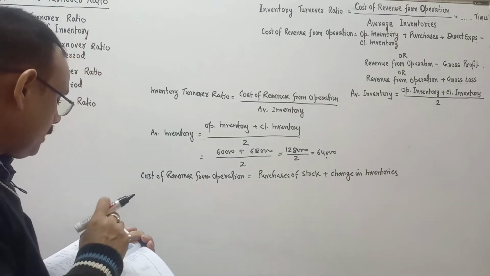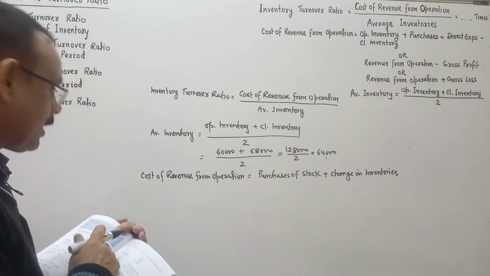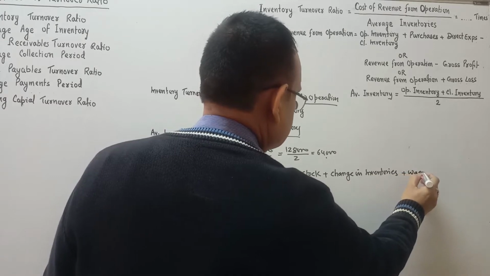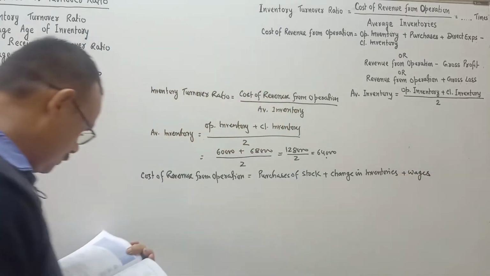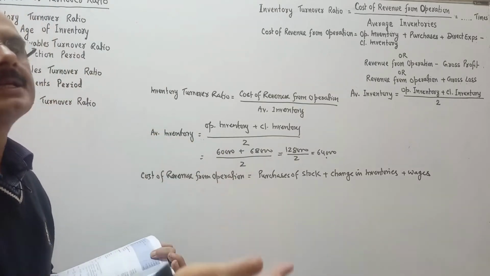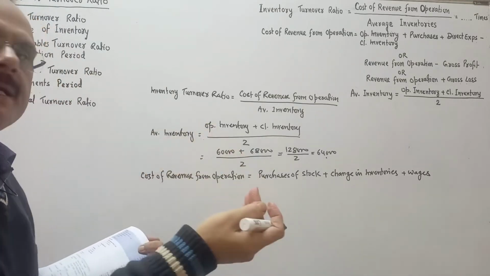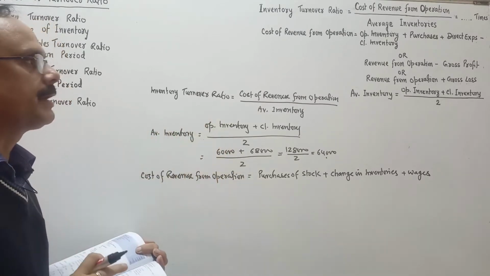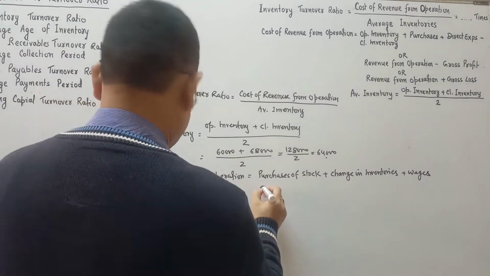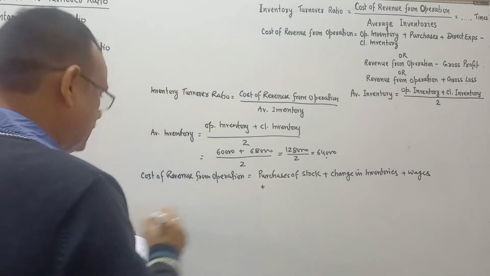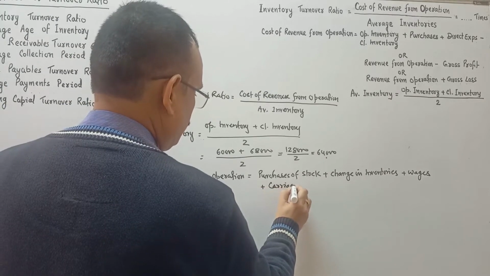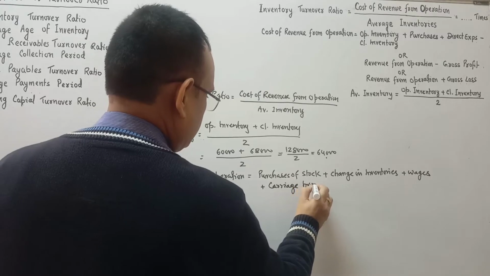Next is employee benefit expenses. Under the employee benefit expenses, wages and salary is there. So we'll take the wages only over here. Salary is indirect expense, wages is direct expense. So only wages will be taken into account because wages is direct expense. Plus carriage inward, see the note number 3, carriage inward.